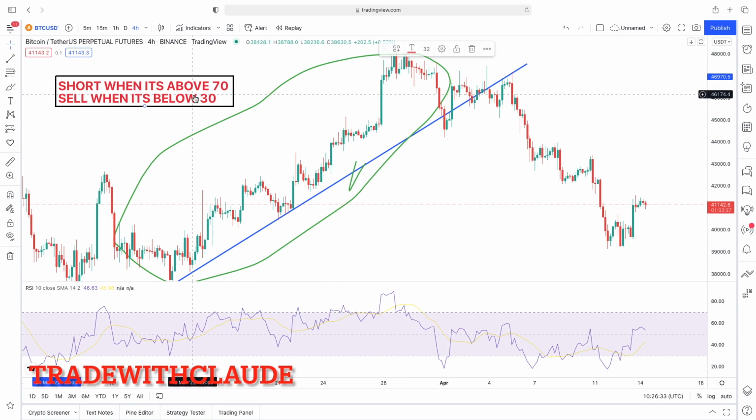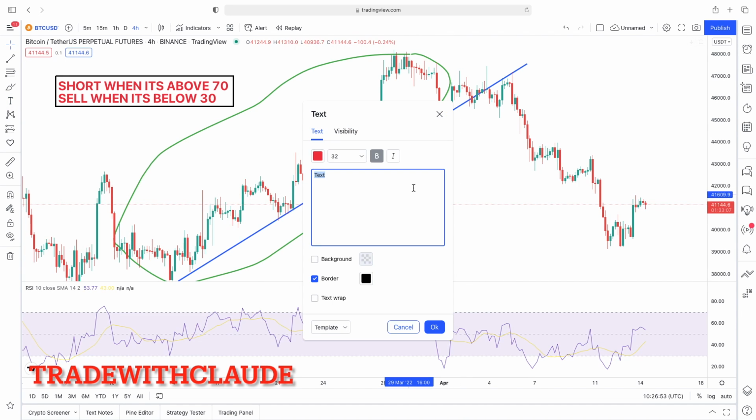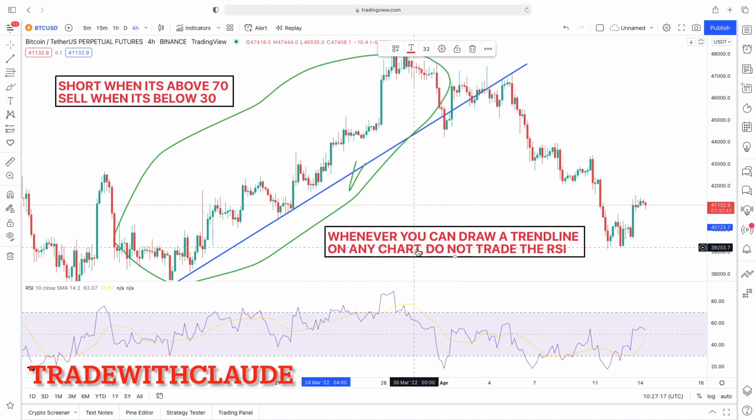Most teachers will not teach you. Do not trade the RSI in a trending market. It is very dangerous and it's going to ruin your trading. Do not trade the RSI in a trending market. Whenever you can clearly draw a trend line on a chart, do not trade the RSI. So you can just write this somewhere. So what I said: whenever you can draw a trend line on any chart, do not trade the RSI.